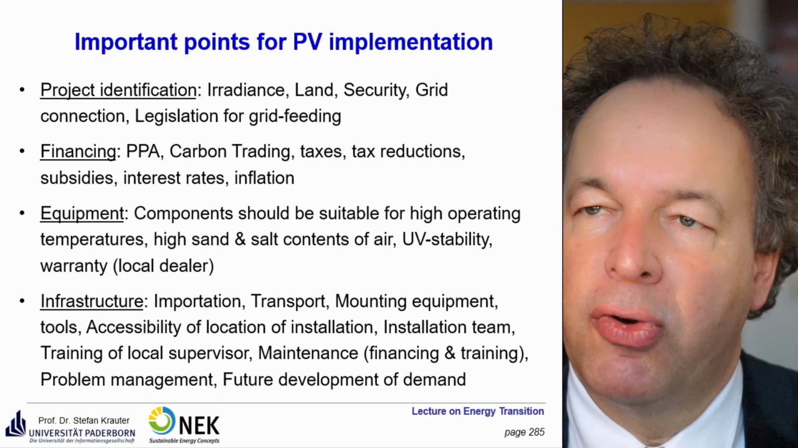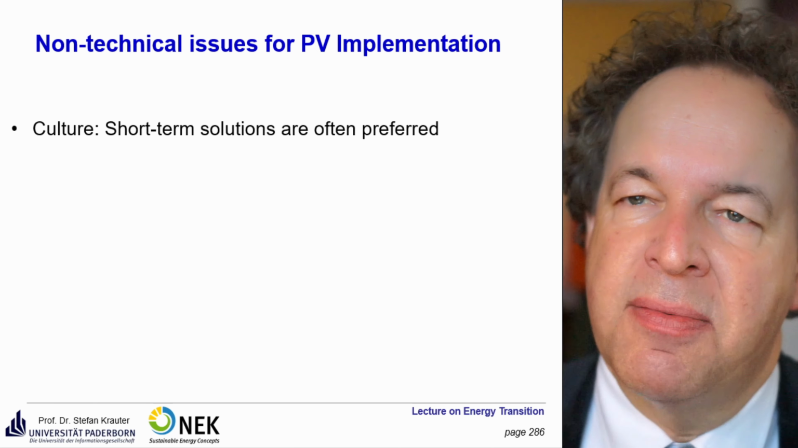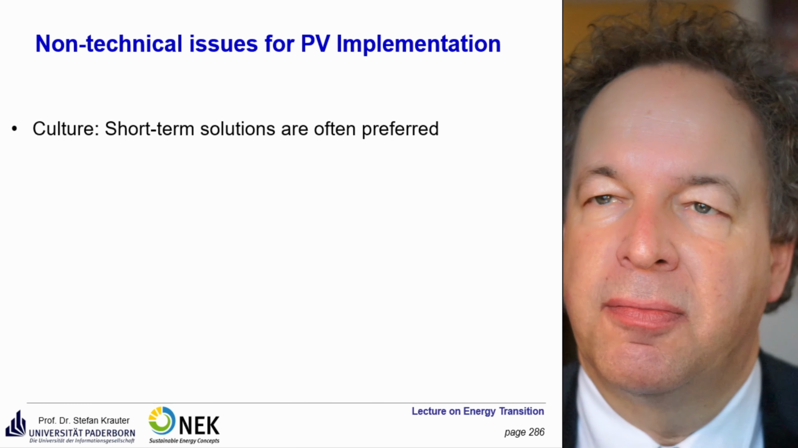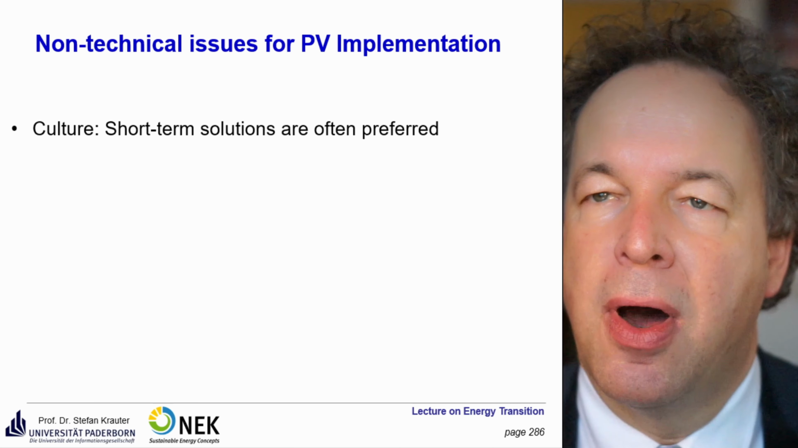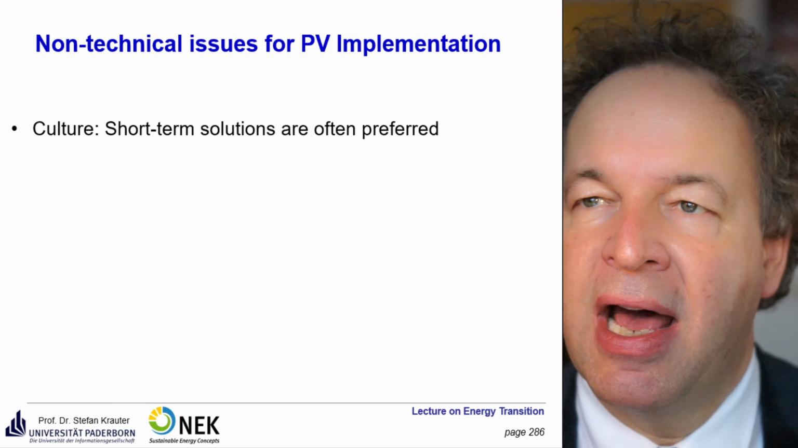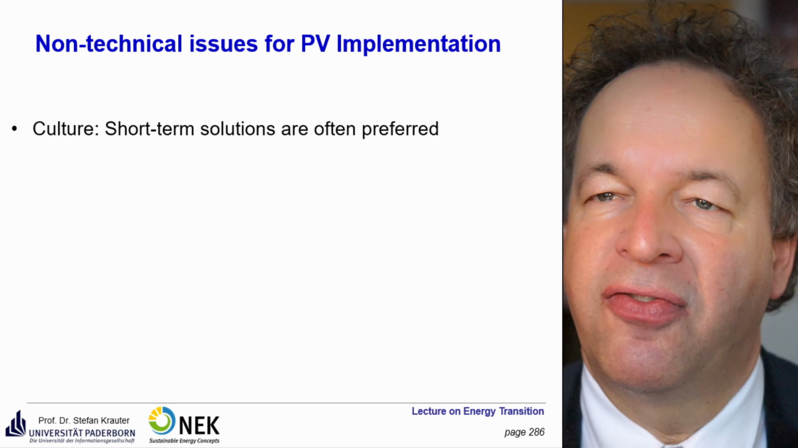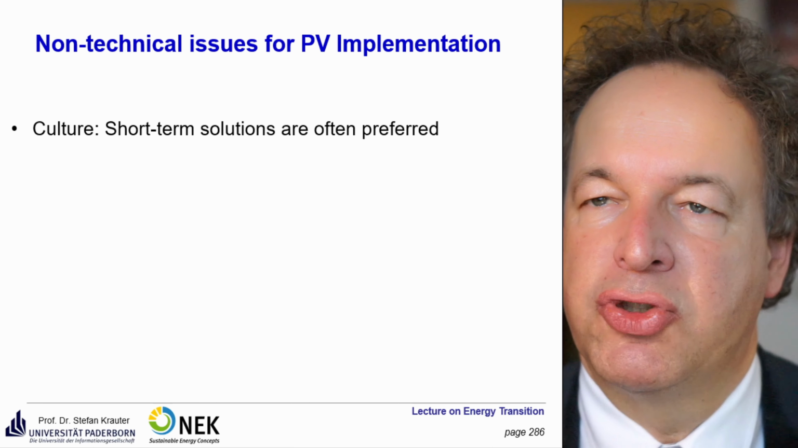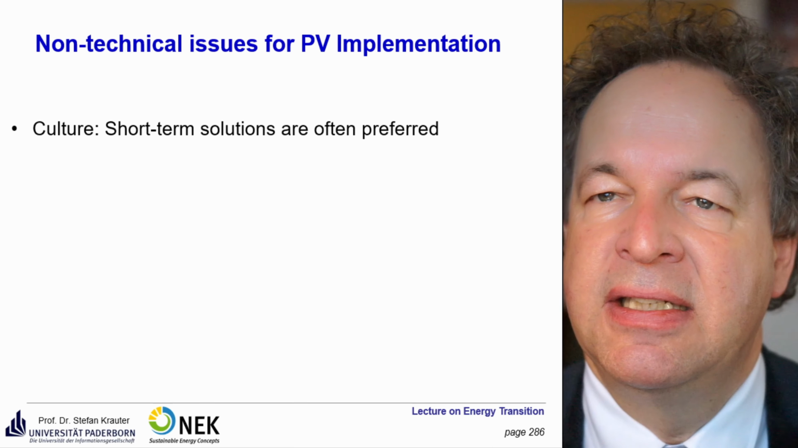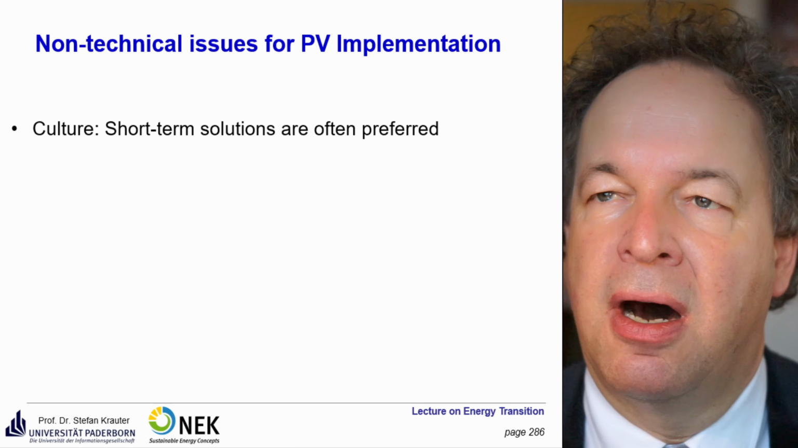Also quite important, often neglected, are non-technical issues for photovoltaic implementations. Culture. Sometimes short-term solutions are often preferred, because with photovoltaic systems, you pay the electricity supply for the future 25 years up front, while if you would use a battery or a diesel generator, which has a shorter lifetime, the costs are much less. So there you have to provide a solution, either lend the photovoltaic generator or offer good financing.